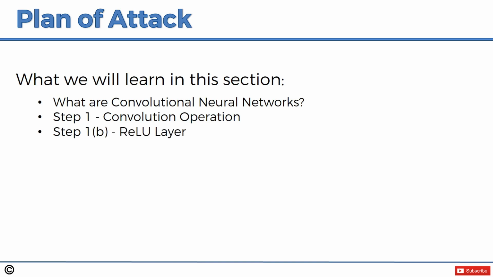Then we'll talk about step one, part B, the ReLU layer, which is the rectified linear unit. And we'll talk about why linearity is not good and how we want more non-linearity in our network for image recognition. Then we'll talk about step two, pooling, and we'll understand how pooling works.